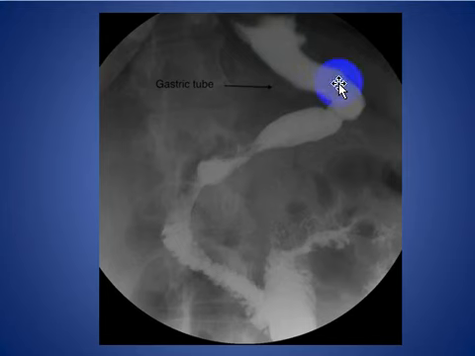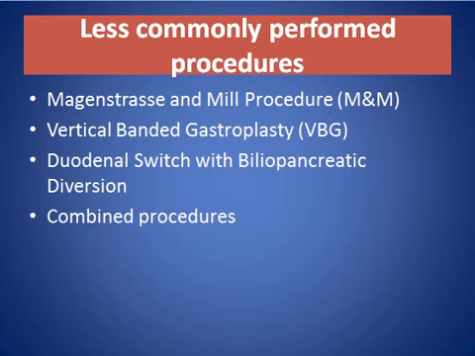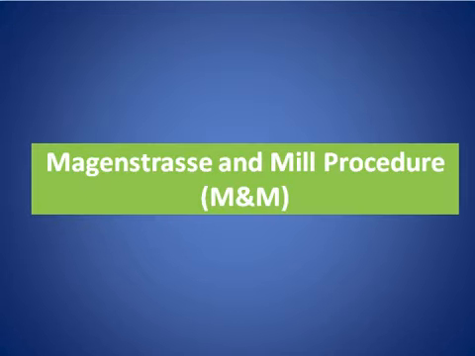Here, this is the gastric tube, banana-shaped, and you see the normal passage from the pylorus to the duodenum to the small bowel in this gastric sleeve. Less common procedures we have: Mason's procedure, vertical banded gastroplasty, duodenal switch with biliopancreatic diversion, and combined procedures.